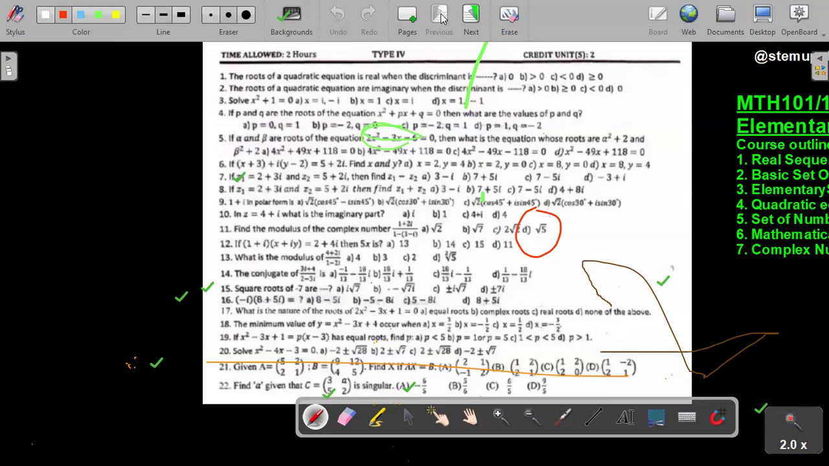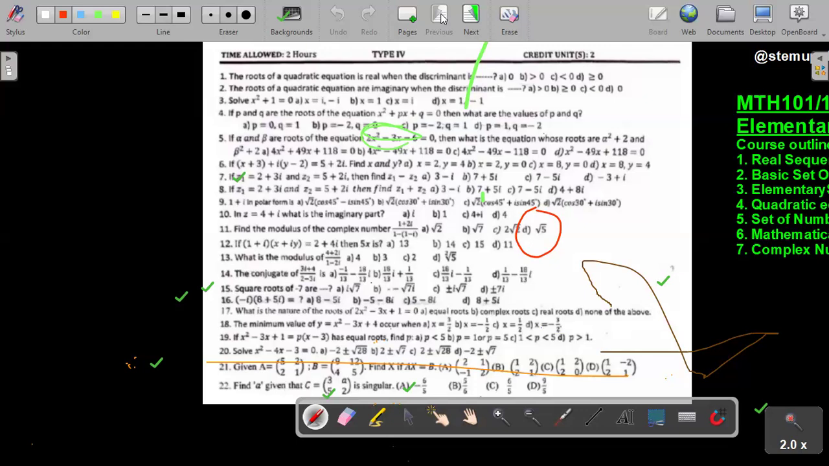Then question 16 is just a simple expansion. I will leave that for you to solve. It says open bracket minus i into 8 plus i. All you need to do is use the minus i outside to multiply what is inside. While doing that, don't forget the value of i squared. i squared is -1. Don't forget that. That will help you to determine the answer.